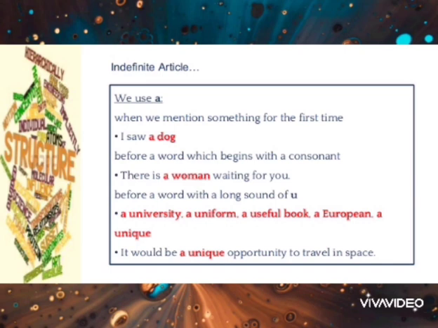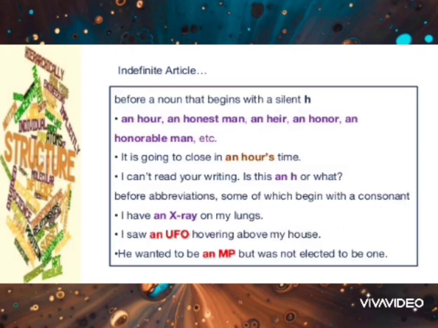Okay, students. You might think, why is a used before university? It is just because of the long sound of u, the sound like y-o-u. Indefinite article, before a noun that begins with a silent H. I talked about these things yesterday also: an hour, an honest man, an heir, an honor, an honorable man, etc. It's going to close in an hour's time.